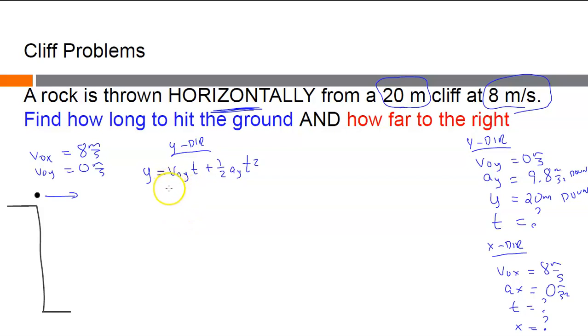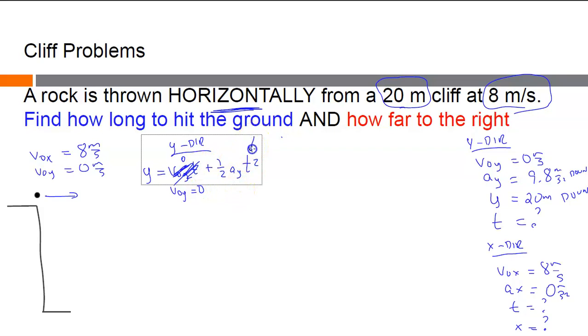I look over there and it says that v naught y is 0. 0 times t is going to be 0, so I get to cross that term out, and that's nice. Anytime we can cross stuff out, it makes our life a whole lot easier. So just throw that one away. It's equal to 0. Like that.